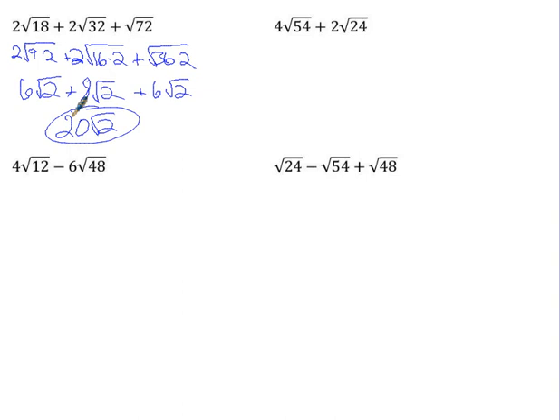Okay, how about, let's see. Let's do the second one together also. What should I do first on this? All right, biggest perfect square that goes in 54 is 9, so I have 4 square root 9 times 6. Now what? So the square root of 9 is 3. 4 times 3 is 12 square root 6. Now what?